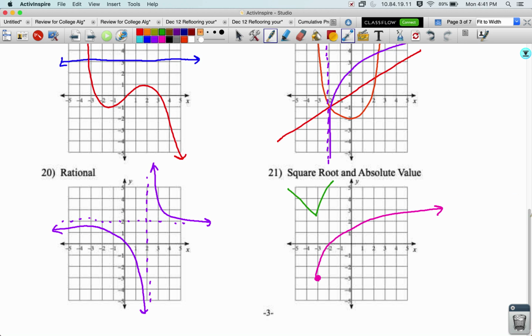Absolute value functions make V-shaped graphs. So that's an absolute value graph. It's not a very good one. Here, let's see. Absolute value graphs have a vertex and then matching slopes on the opposite sides. There we go.